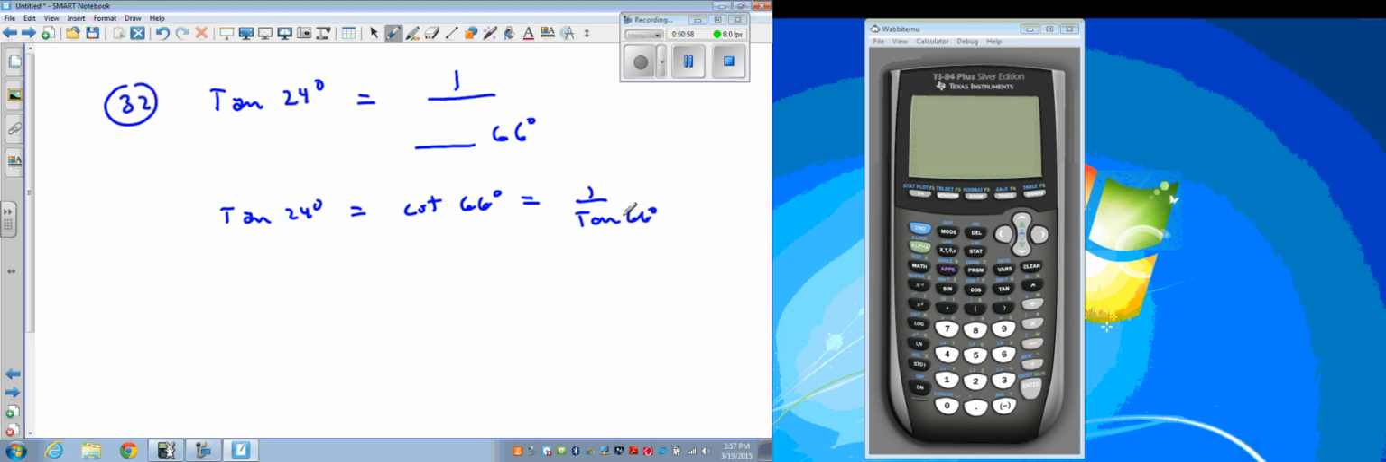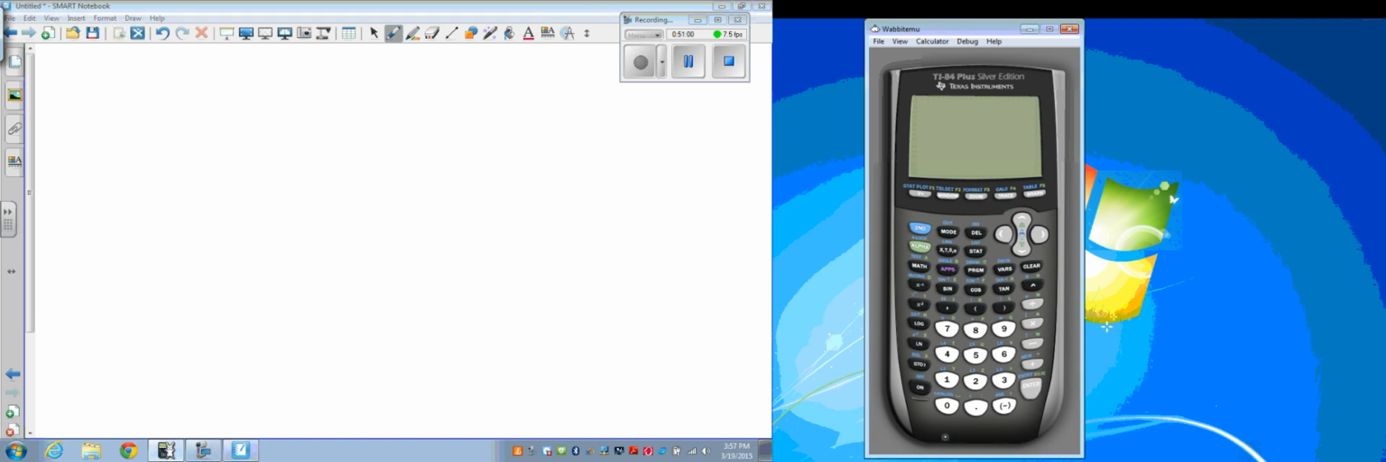Okay, so the next group of problems. It says find an angle theta that makes each statement true. So we have sine theta equals cosine of 2 theta minus 10.